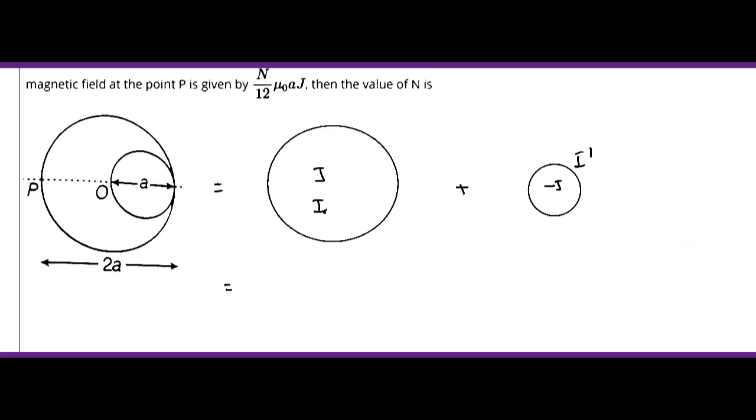Due to a long wire, what is the value of the magnetic field at any point? We need to find the magnetic field at point P. Its value would be mu naught I divided by 2 pi, times the distance from the center to P, which is A. Then in the cavity the current density is negative, so the magnetic field would be subtracted: minus mu naught I dash divided by 2 pi, and the distance from the center of the cavity would be A plus A by 2, that means 3A by 2.